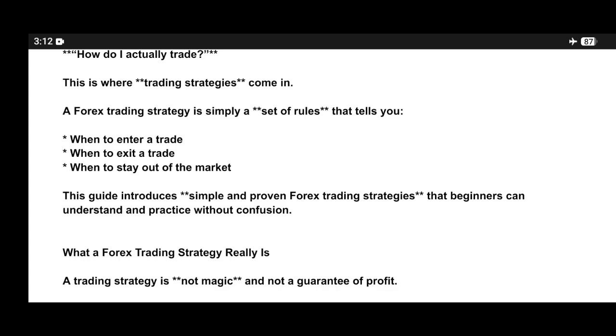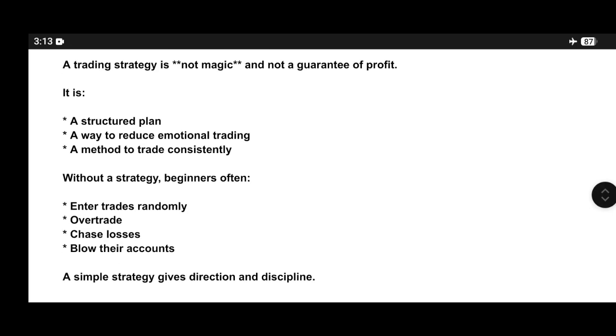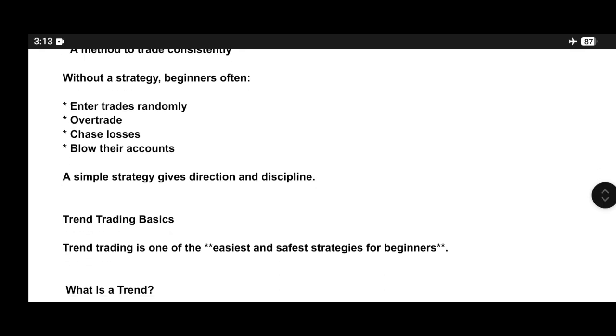Are you getting me? So what is a forex trading strategy really? A trading strategy is not magic and not a guarantee of profit. It is a structured plan, a way to reduce emotional trading, and a method to trade consistently. Without a strategy, beginners often enter trades randomly, overtrade, chase losses, and also blow their account. A simple strategy gives you direction and discipline.